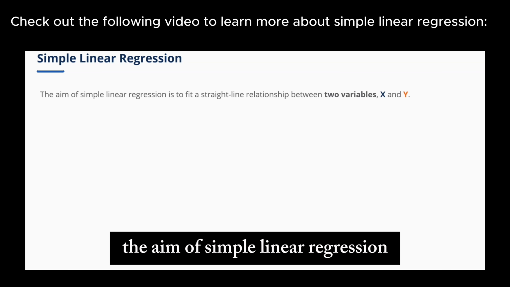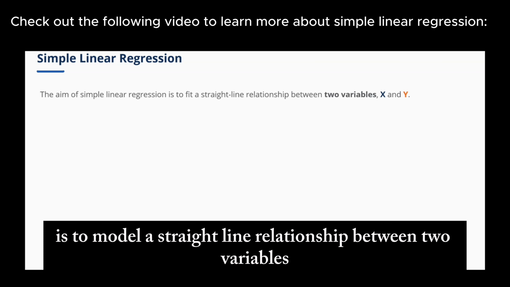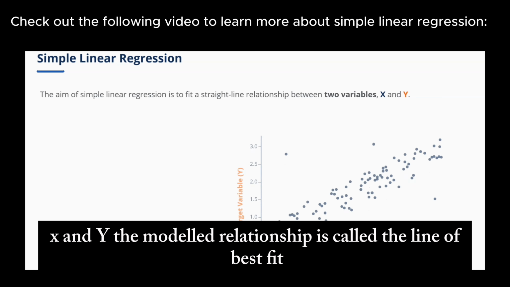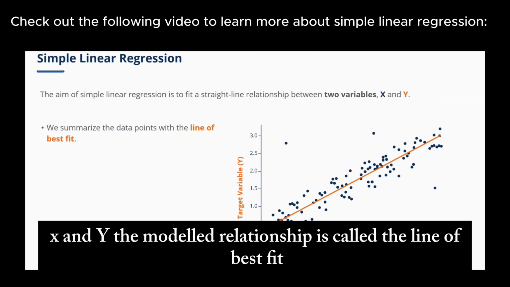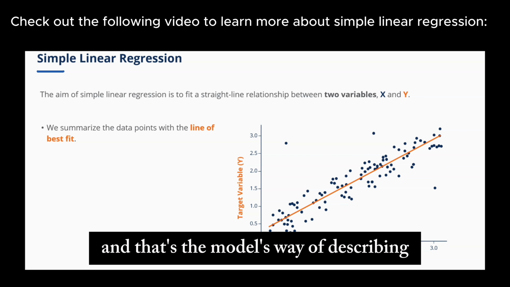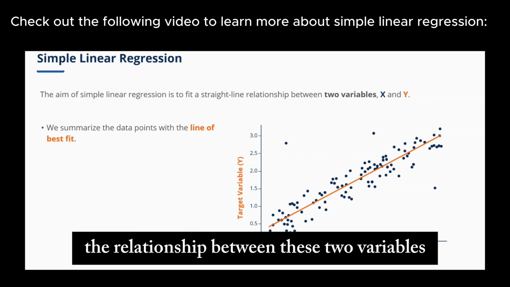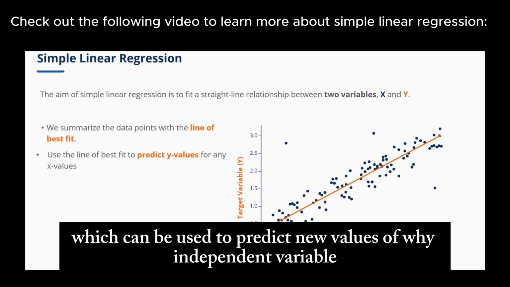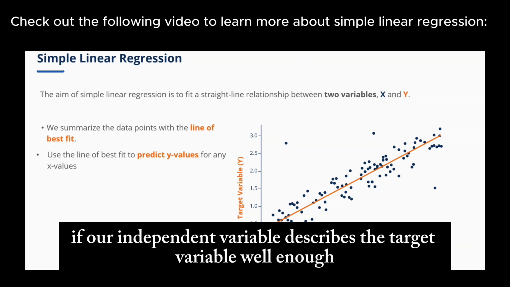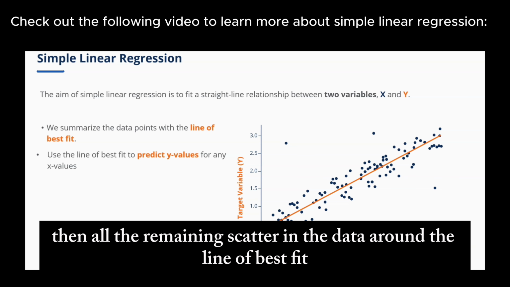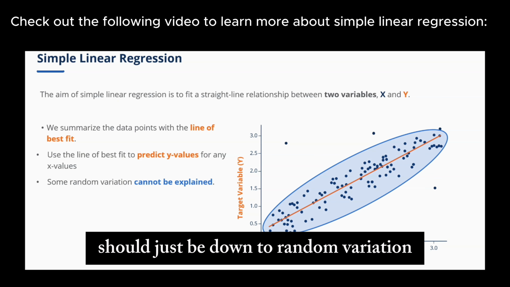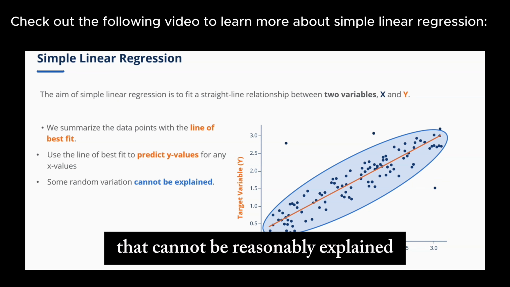The aim of simple linear regression is to model a straight line relationship between two variables, x and y. The modeled relationship is called the line of best fit. That's the model's way of describing the relationship between these two variables, which can be used to predict new values of y, our dependent variable. If our independent variable describes the target variable well enough, then all the remaining scatter in the data around the line of best fit should just be down to random variation that cannot be reasonably explained.